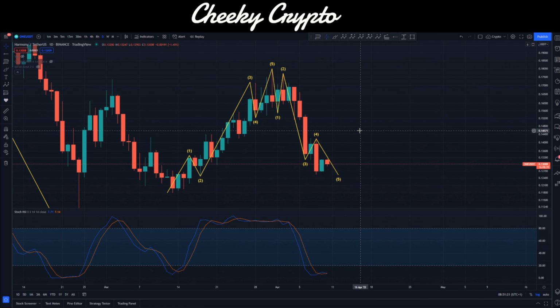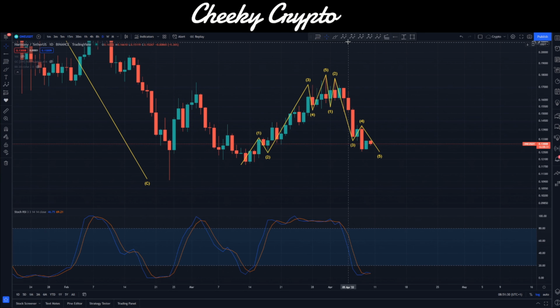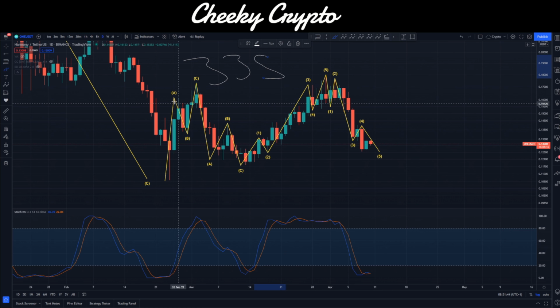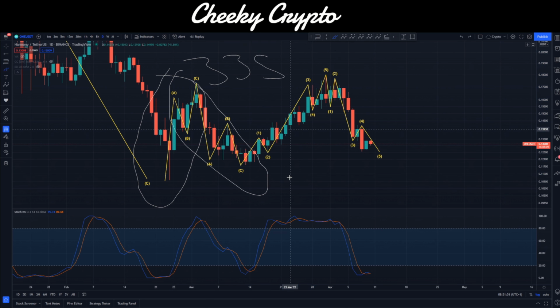Now, this is a structure that you don't normally see, okay? Now, you've got a couple of options on this, and some are great, some are not so great, and well, actually both are probably not good, to be honest. So we essentially have an A, B, C here, right? And then we also have an A, B, C here, right? So essentially what have we got? Well, we've got a 3, 3, 5 on our daily chart, right? 3 waves here, 3 waves here, 5 waves here. That's a corrective pattern, okay?